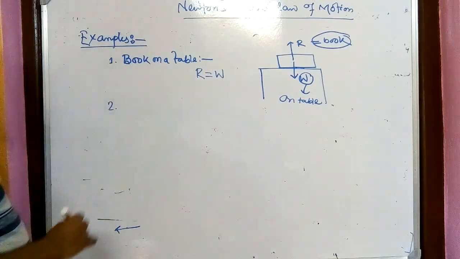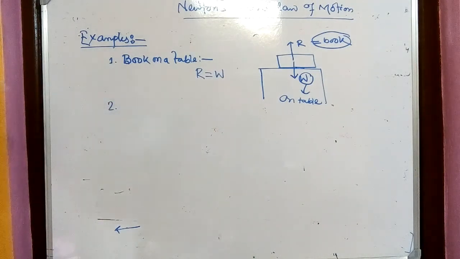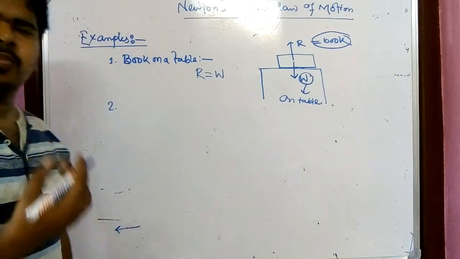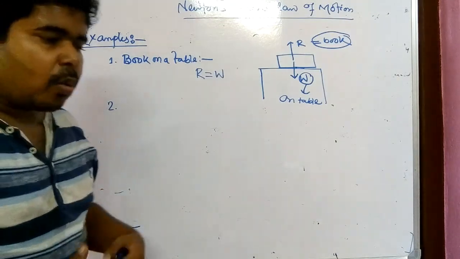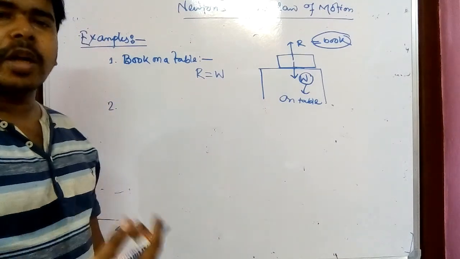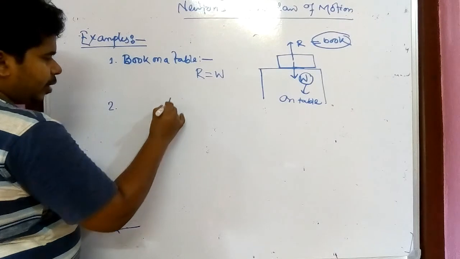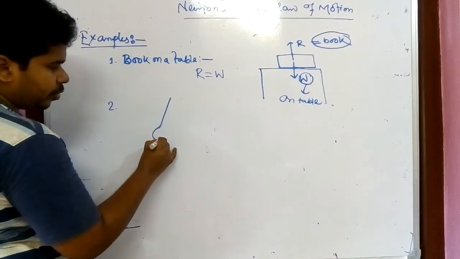Number two, the movement of a human being on a floor or on a road. How is it possible? When a man walks or when a man runs over a road, how is it possible? So here it's a very simple thing. I just want to show you.